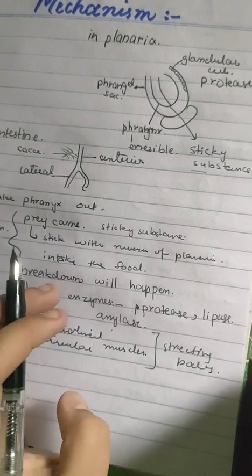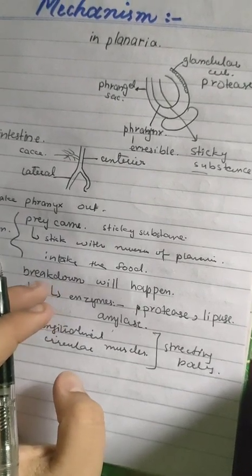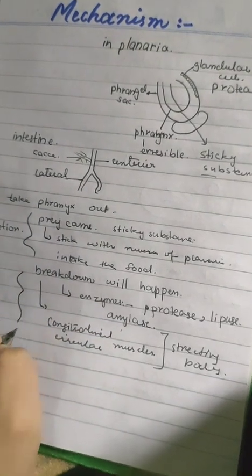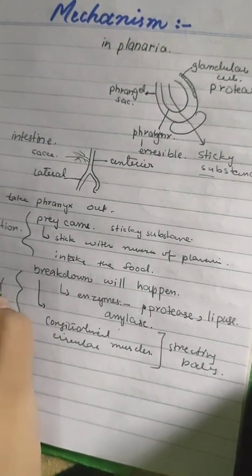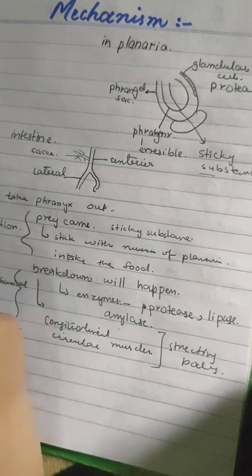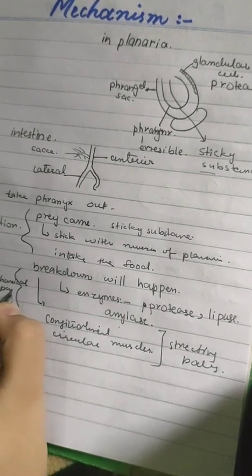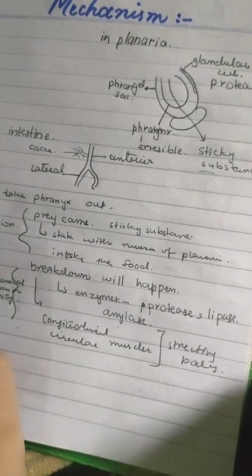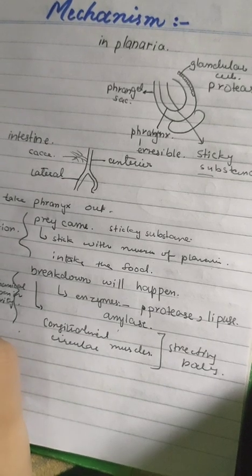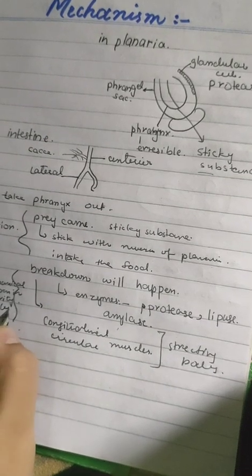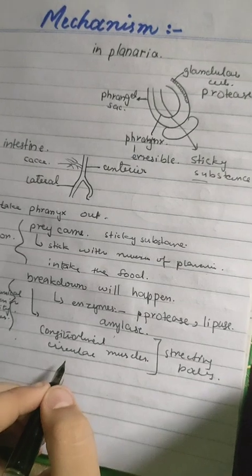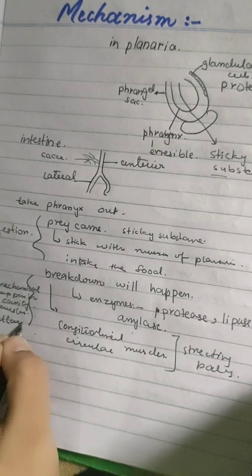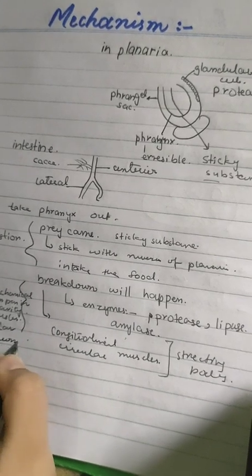So that digestion is basically mechanical digestion, and it happens extracellularly, in the cavity, by the help of muscles and enzymes, that is longitudinal and circular muscles. So extracellular digestion is done, and that is incomplete.